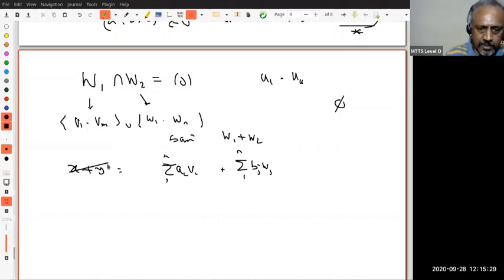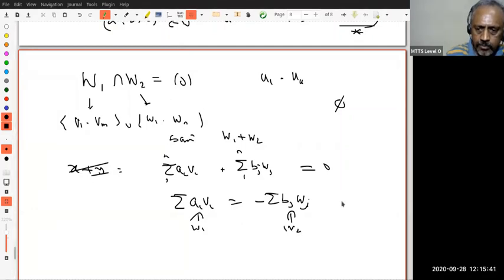Suppose this is equal to 0. That means, as we argued earlier, the summation of ai vi must be equal to minus the summation of bj wj. This is in W1, this is in W2. Therefore, both are in W1 intersection W2. You understand? But that is 0. That means this vector must be 0, and this vector must be 0. But remember, V1 to Vm is a basis of W1, linearly independent. Therefore, this sum equal to 0 implies all ai's are 0. Similarly, all bj's are 0. Therefore, the proof is true.